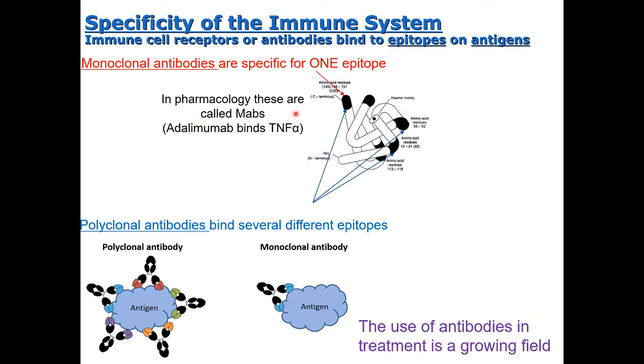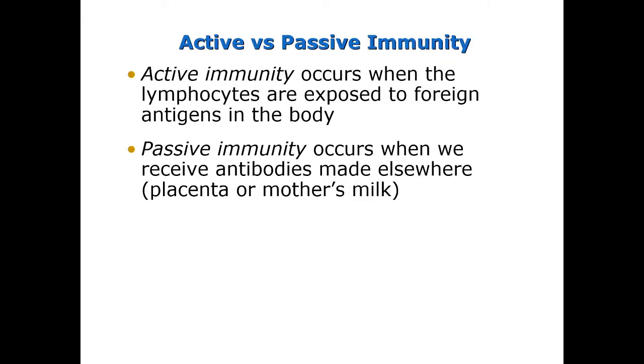In pharmacology, monoclonal antibodies specific for one epitope are called MABs, M-A-B-S. And there are lots of different diseases that incorporate monoclonal antibodies. And polyclonal antibodies are being developed and are newer, of course.